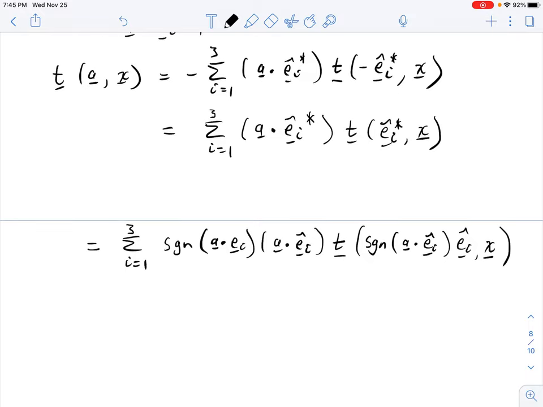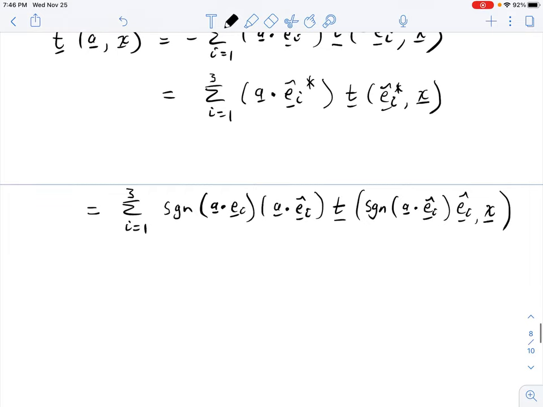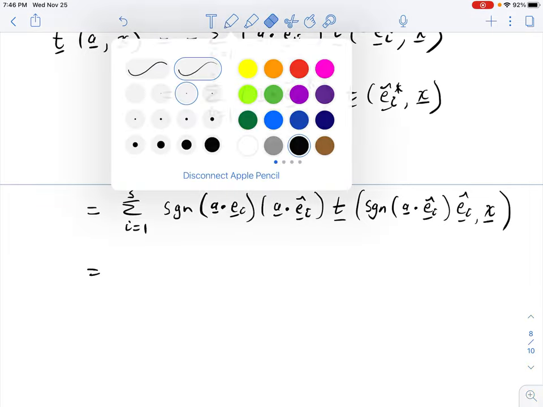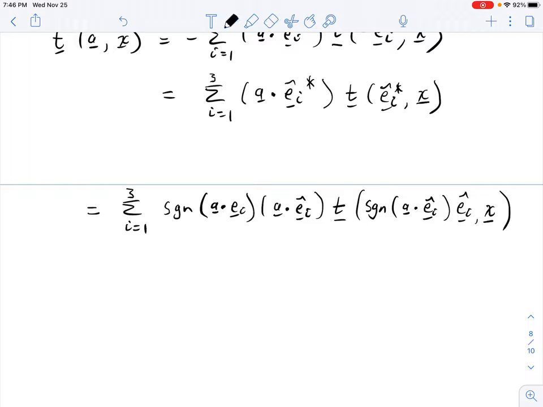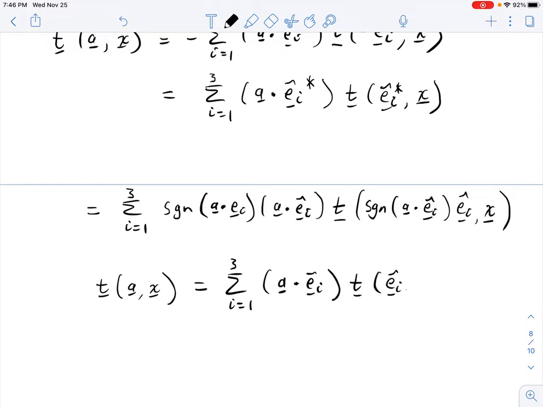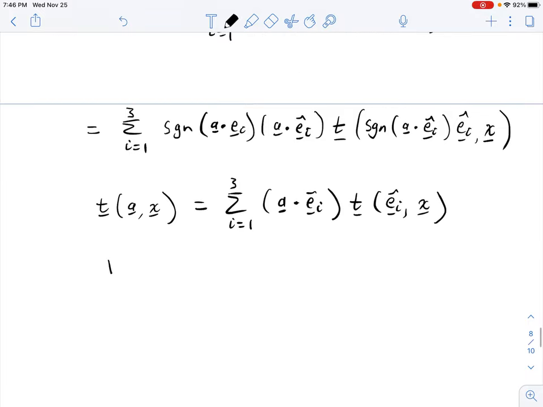All right, so if A dot E i is negative, then the two signs here are going to cancel out. And if it's positive, then they're one. So we have then that, let's box this off now. So now T of A and x is equal to the sum i going from 1 to 3 of A dot E i T of E i and x.